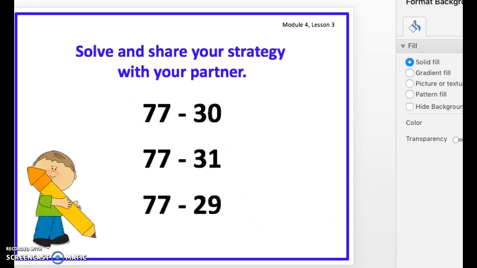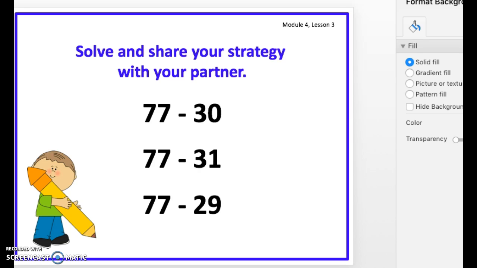All right, let's practice this one. And you don't have to solve and share this strategy with your partner. We're just going to talk about it. 77 minus 30. Well, I think it equals 47. Why don't you try to figure that out to see if I'm right? Okay, now I want you to do 77 minus 31 and 77 minus 29. And when you're done, come back and let's talk.